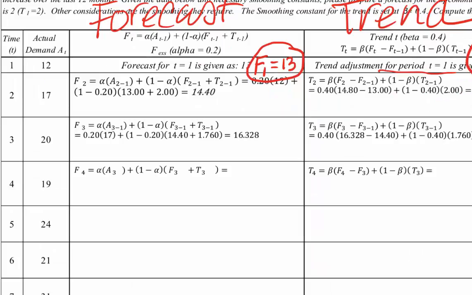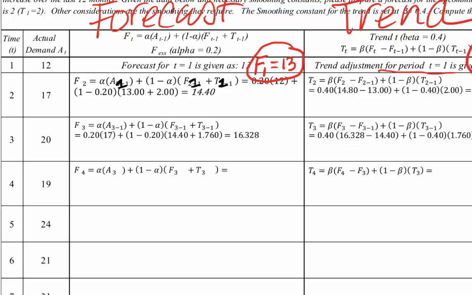So we're going to start over here in period 2. It's all written out for you, but I'm going to go through it anyways. You're going to notice that we've got F of 2 is going to equal alpha times A of 2. Let's just replace that. I mean A of 1. Let's go ahead and just replace that. Minus 1 minus alpha times a quantity F of 1 plus T of 1.